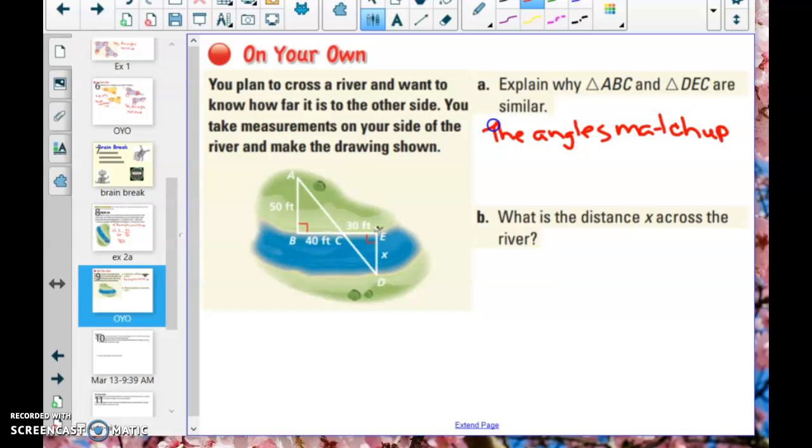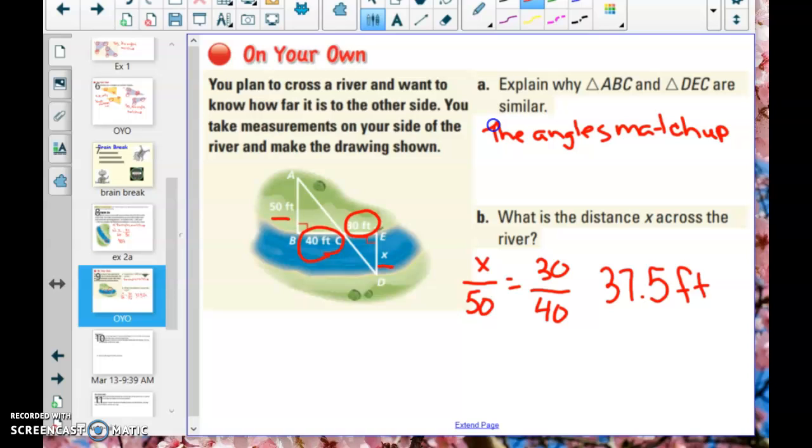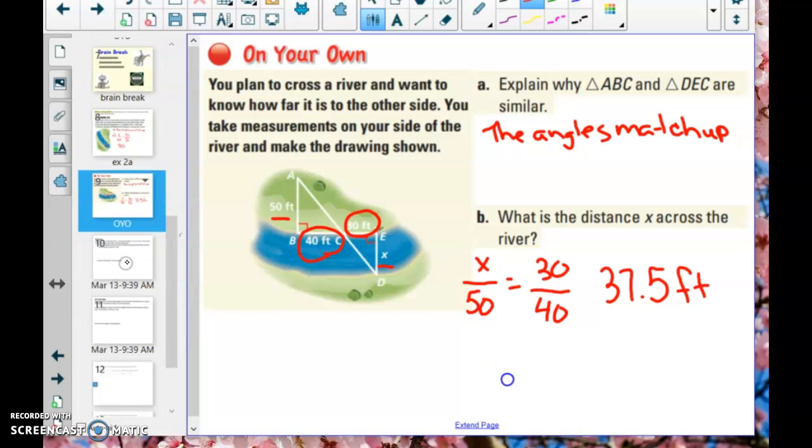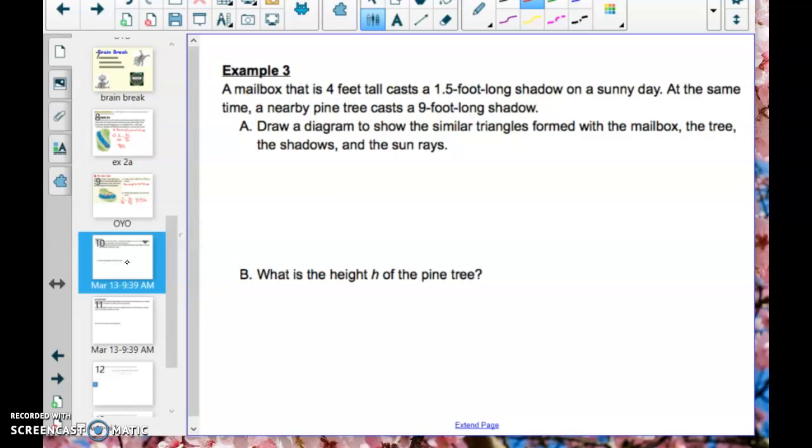Okay, and then I want to see the measure of distance x across the river. So I'm going to say this x would match up with 50 on that triangle. 30 would have to match up with 40. So there is my proportion. So then to solve the proportion, 50 times 30 divided by 40 gives me the distance across the lake as 37.5 feet. Again, I could have done x over 30 and then 50 over 40 as another possibility for my proportion.